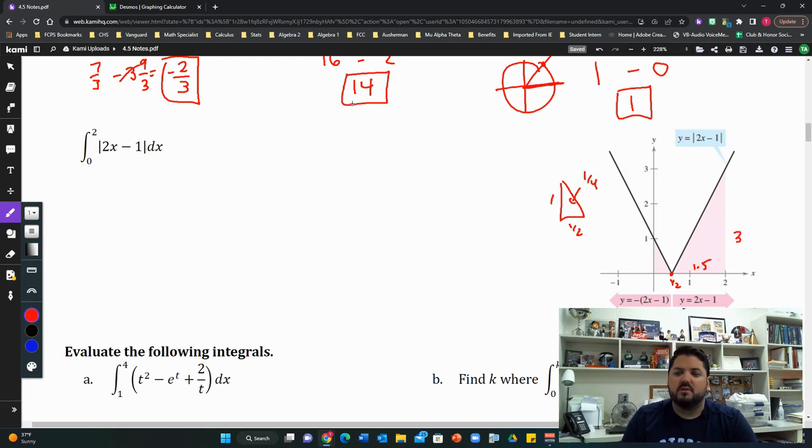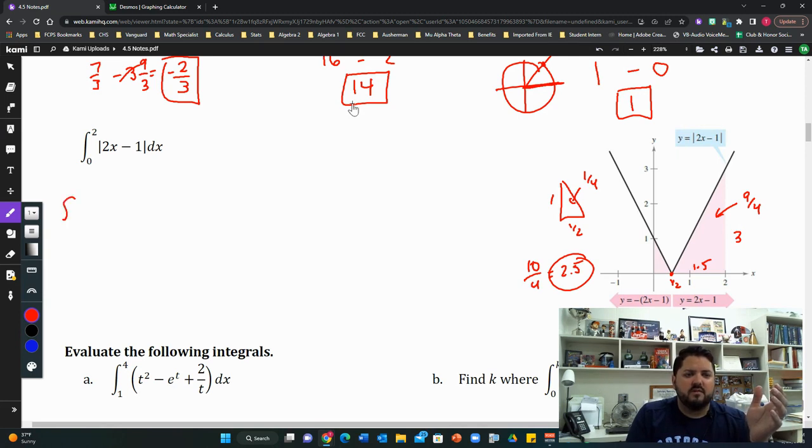So its area is 4.5, 2.25, so 9/4. So combined, the total area is 10/4 or 2.5. Now, we can figure that out using geometry, but we can still use calculus and actually do the math to evaluate this. The way we go about doing that is we treat this like a piecewise function.